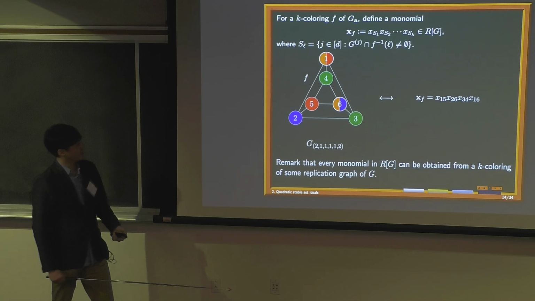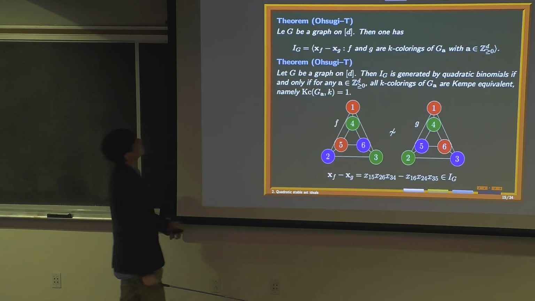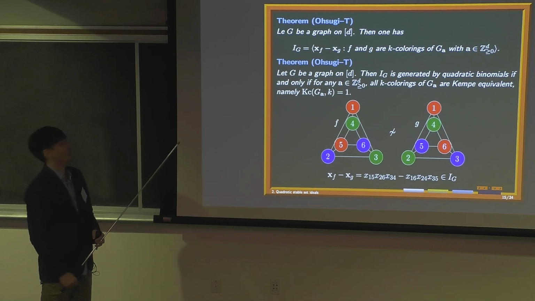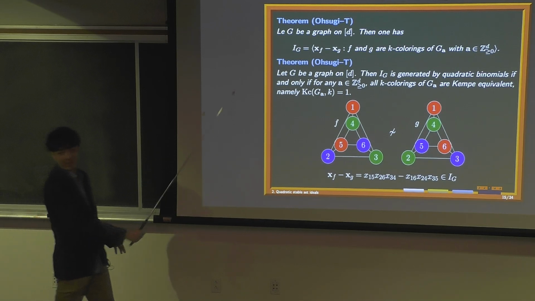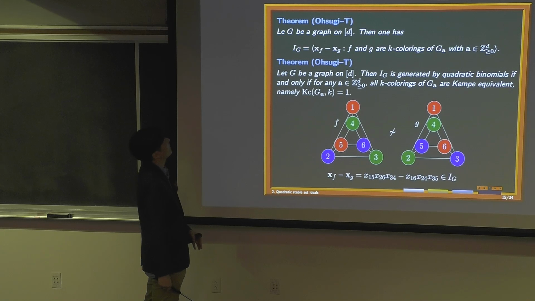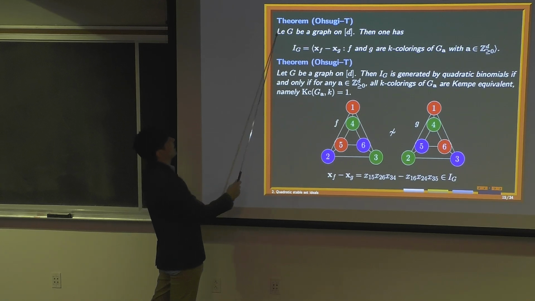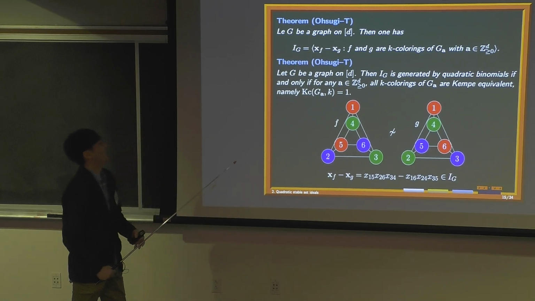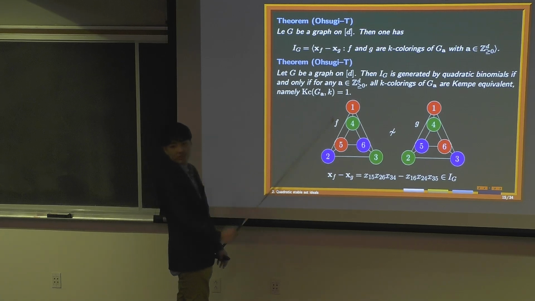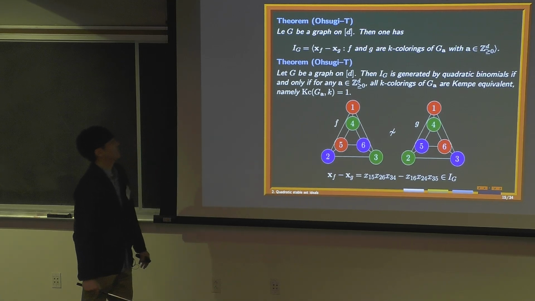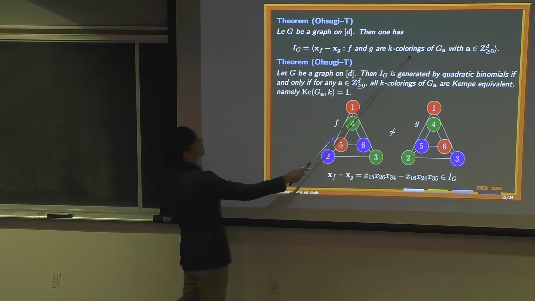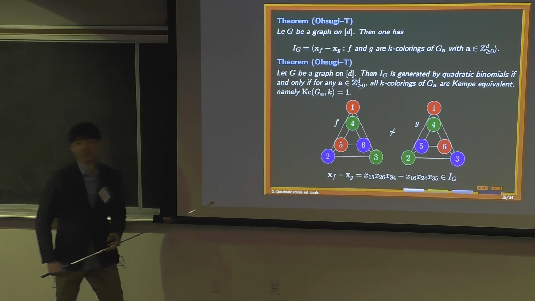Okay. So by using this notion, we can give a system of generators of the stable set ideal. In fact, the stable set ideal is generated by all binomials associated to two k-colorings of some replication graph.